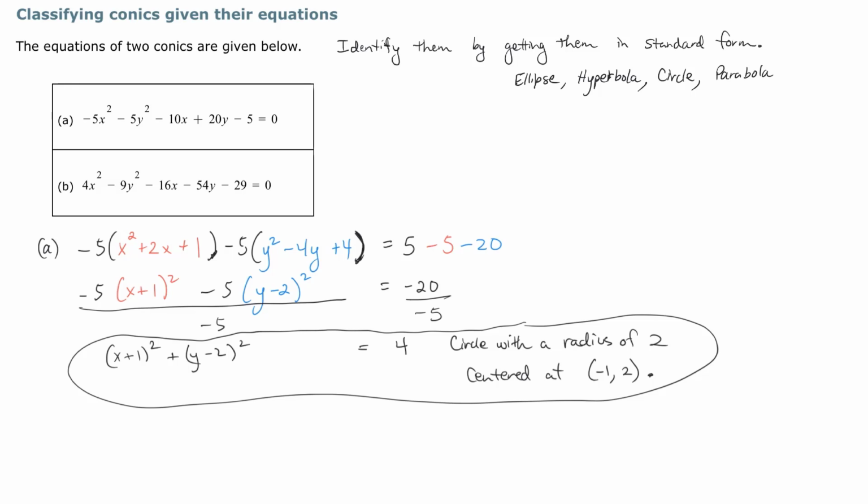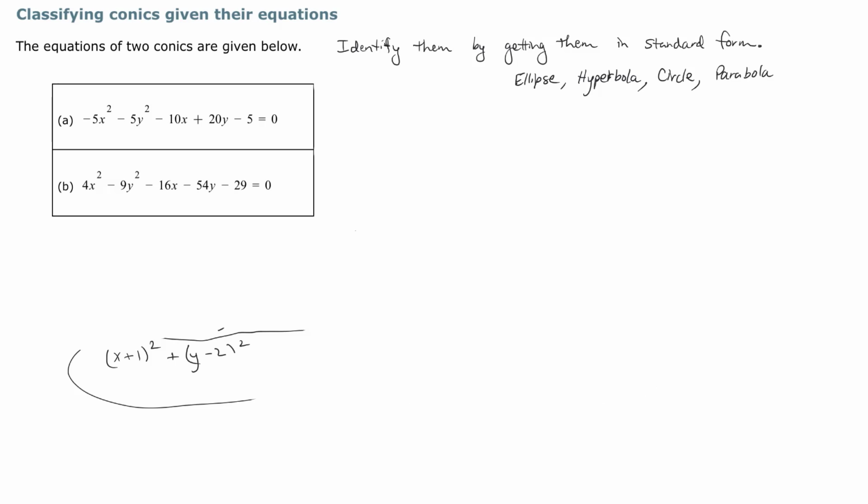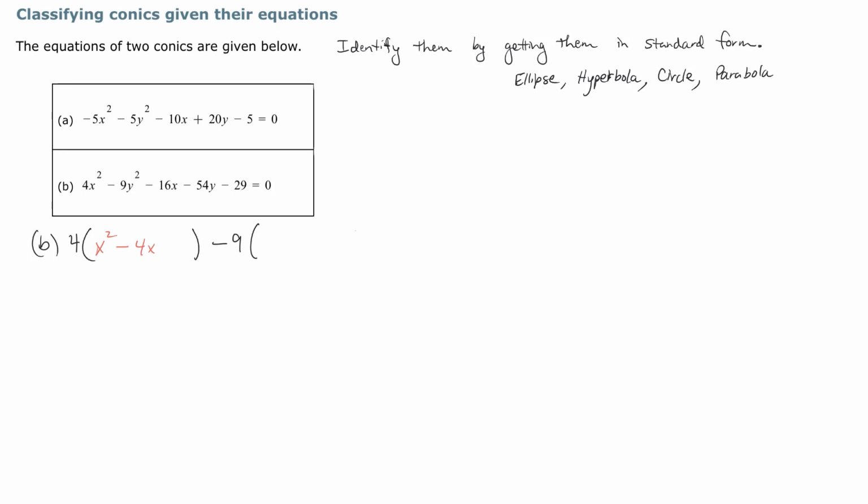Let's look at part B. I'm going to erase the board now. So the first one was a circle. Part B. Same kind of tricks. We're going to complete the square again. -9, then put parentheses. What do we get?